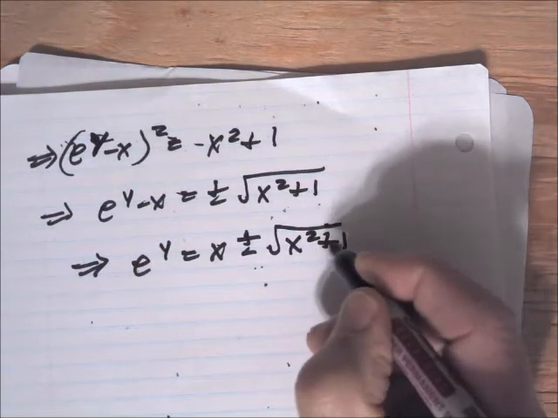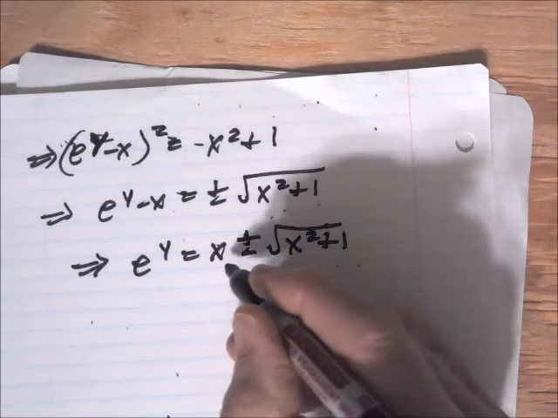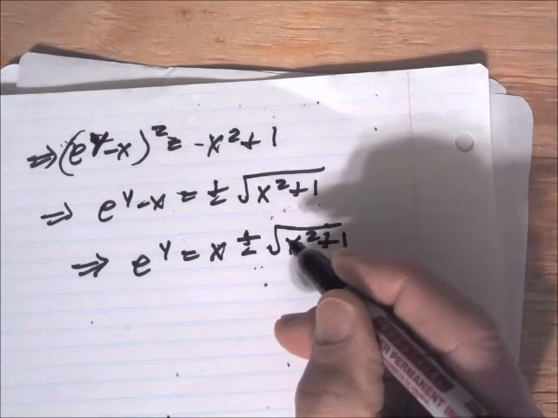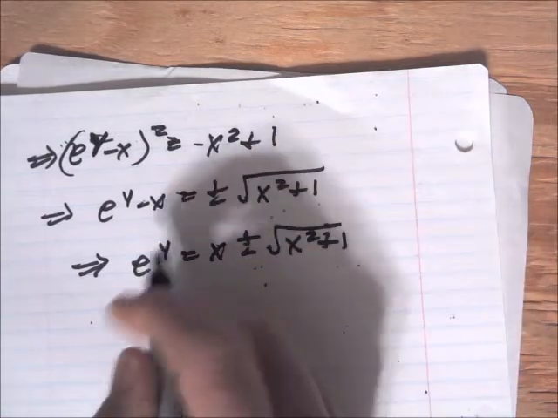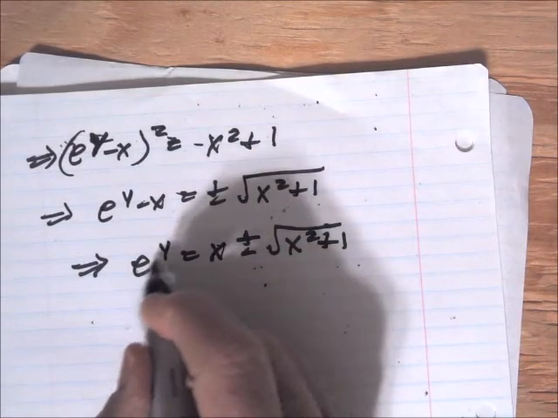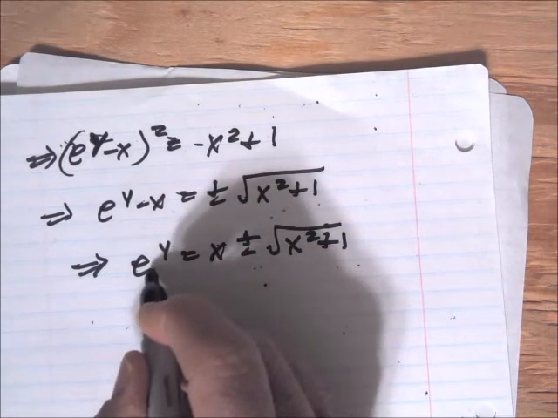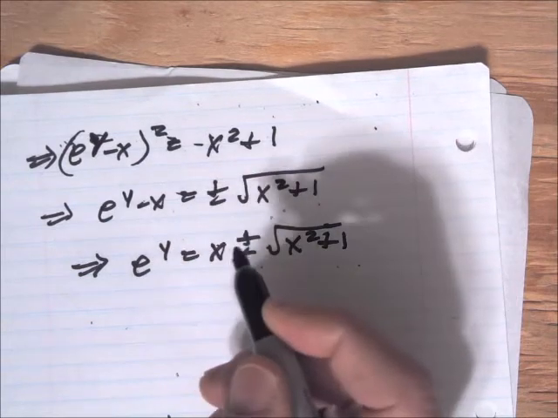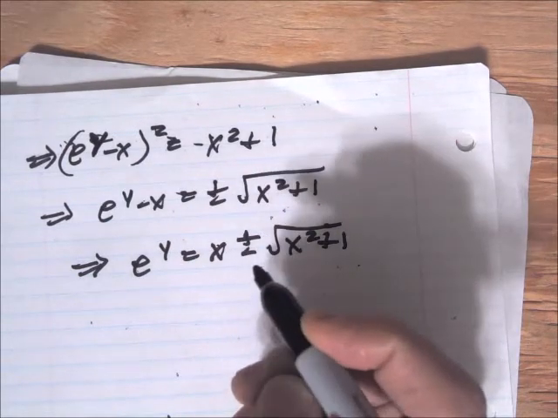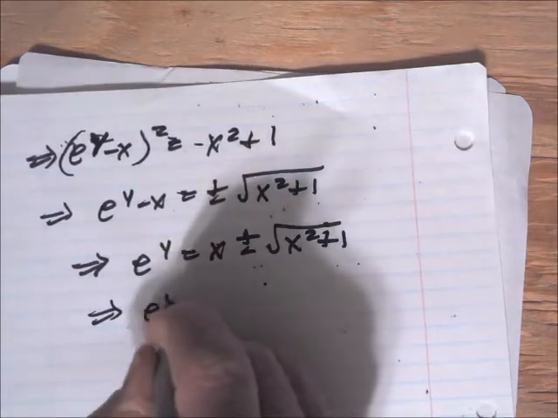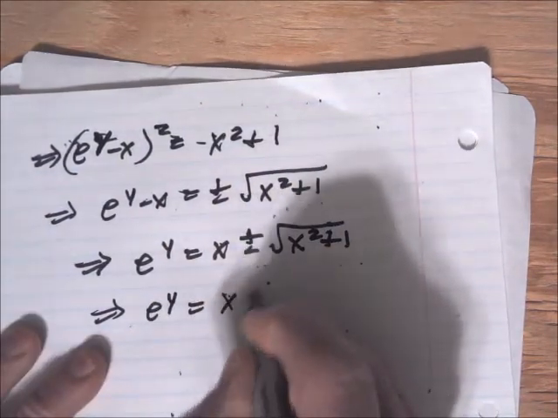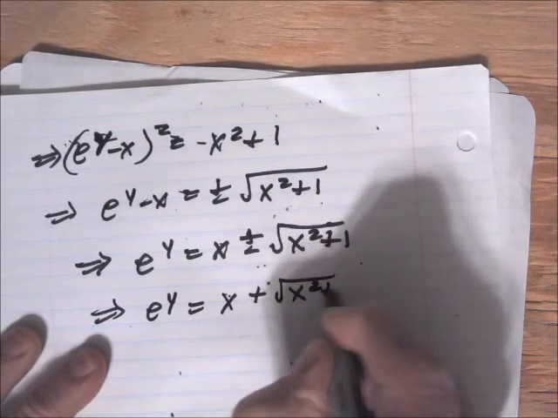Now, the square root of x squared plus 1 is always going to be bigger than x. If we subtract, we could get a negative number, but e to the y, as long as we're working with real numbers, is about 2.7. 2.7 to any power is going to be positive. We want the positive square root here. That means that e to the y is equal to x plus the square root of x squared plus 1.